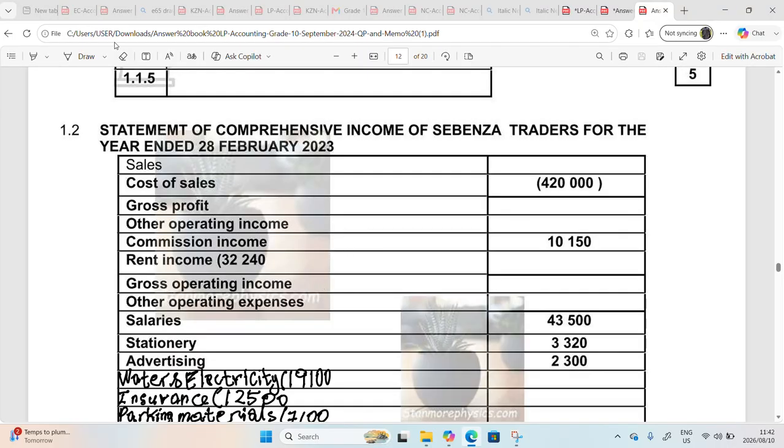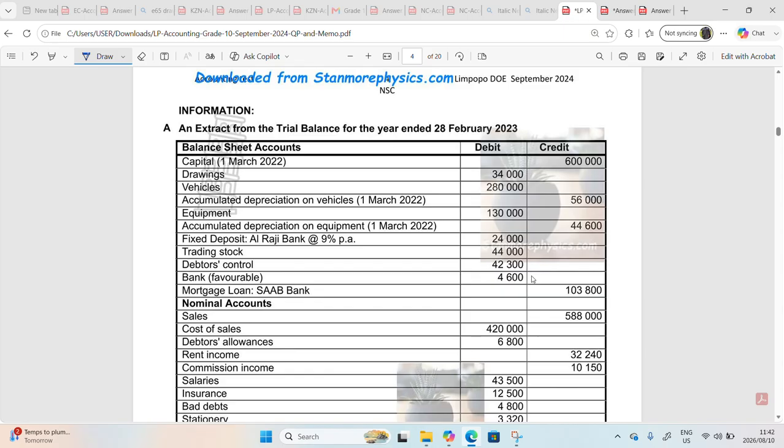So I decided to add other items so that we can have a shorter recording. So let's start already. What we have is an extract from the trial balance for the year ended 28 Feb. We have the balance sheet accounts.